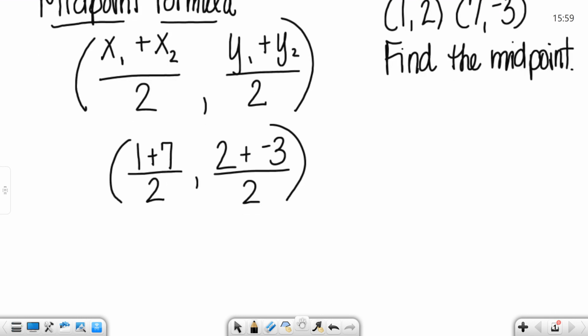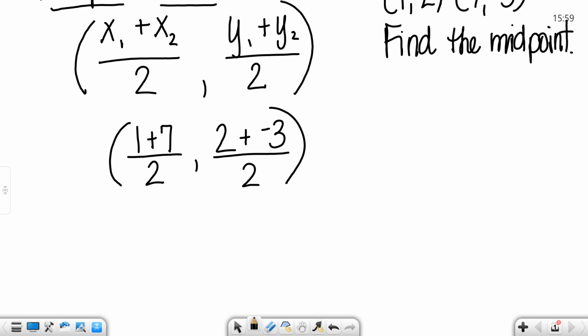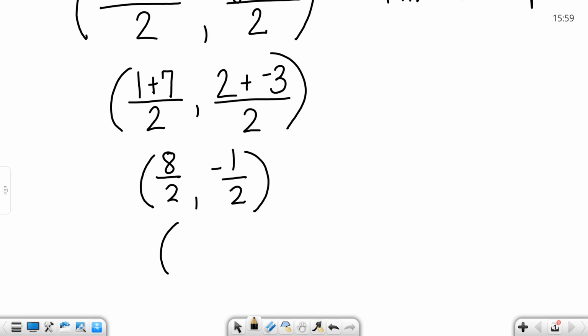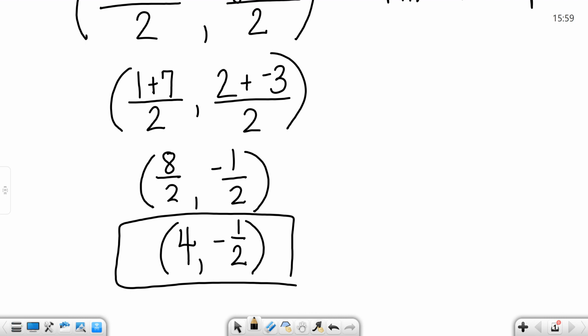Now I want to keep those parentheses and that comma because my solution is an ordered pair. Okay, do the arithmetic. 1 plus 7 is 8. 2 plus -3 is -1. Now I can actually simplify. 8 divided by 2 is 4. And then I want to leave this as a half. So the midpoint is the ordered pair 4, -1/2. So literally just plugging it into the formula where it belongs and making sure you can do the arithmetic.